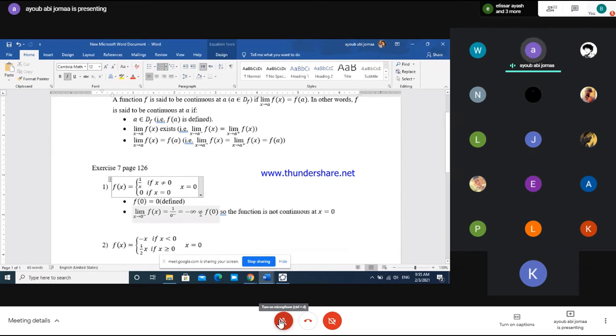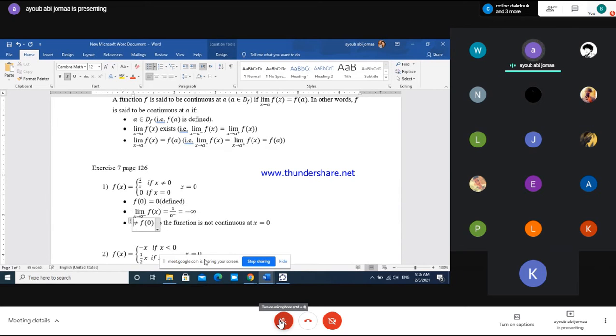If you are not convinced why it's not continuous, notice that f of a is always a real number. Look at the third condition: the limit as x approaches a minus should equal f of a, but this limit is infinity, and f of a is a real number. So they are not equal. So it's not continuous.